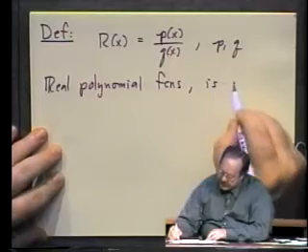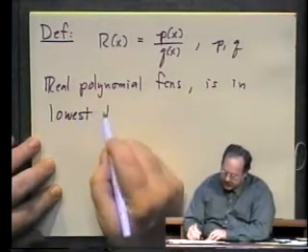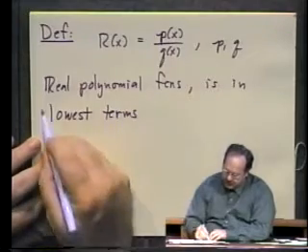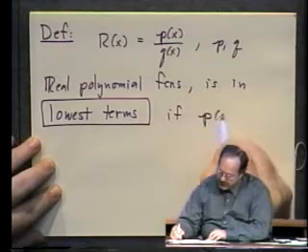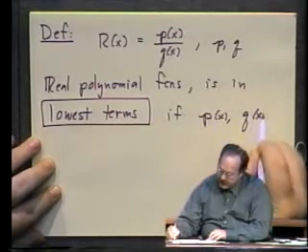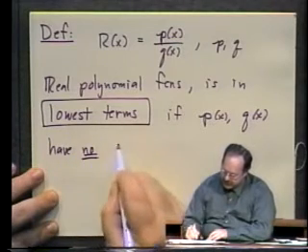And we'll say that this is in lowest terms. We'll say it's in lowest terms if the p of x and the q of x, the top and the bottom in other words, have no common factors.